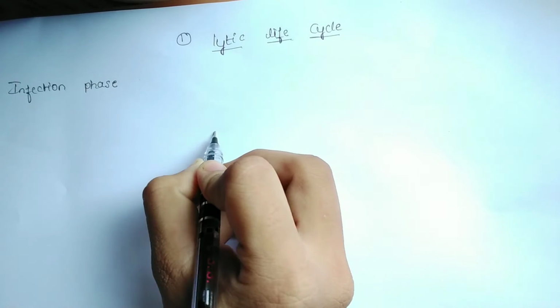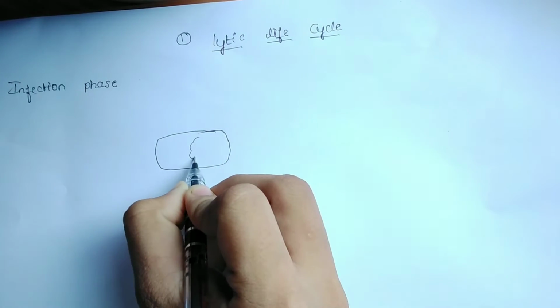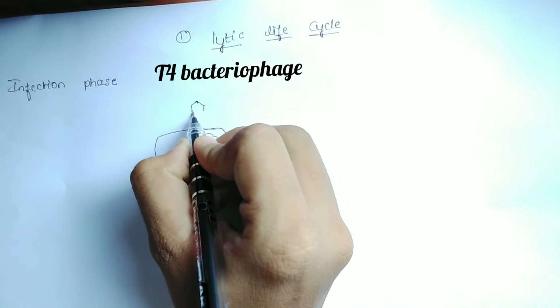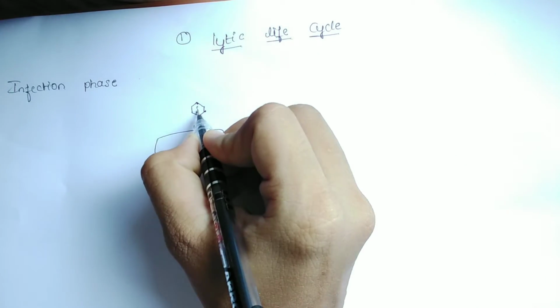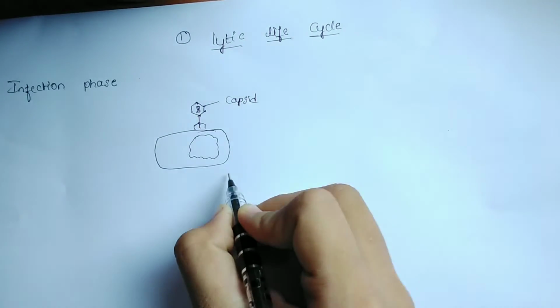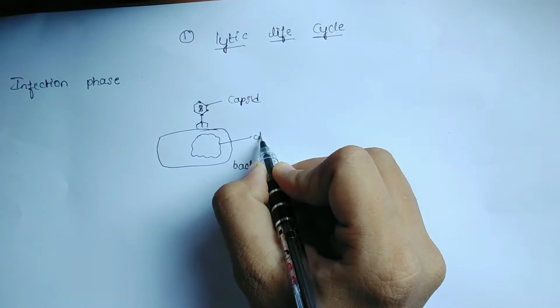This phase involves the binding of the bacteriophage to the cell wall of the bacterium. By writing, I will show you. Now there is one bacterium having chromosomal DNA. Now the bacteriophage, which is the T4 phage, has DNA and a capsid. This one is the bacterium and this one is the chromosomal DNA.